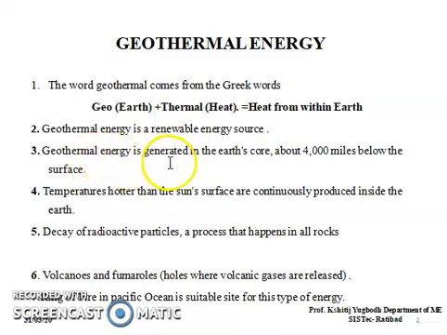Geothermal energy is generated in the earth's core. The temperature of the core is hotter than the sun's surface. The main cause of temperature inside the earth is decaying of radioactive particles. The volcanoes are also responsible for this temperature. The Ring of Fire in the Pacific Ocean is a suitable site for this type of energy resource.